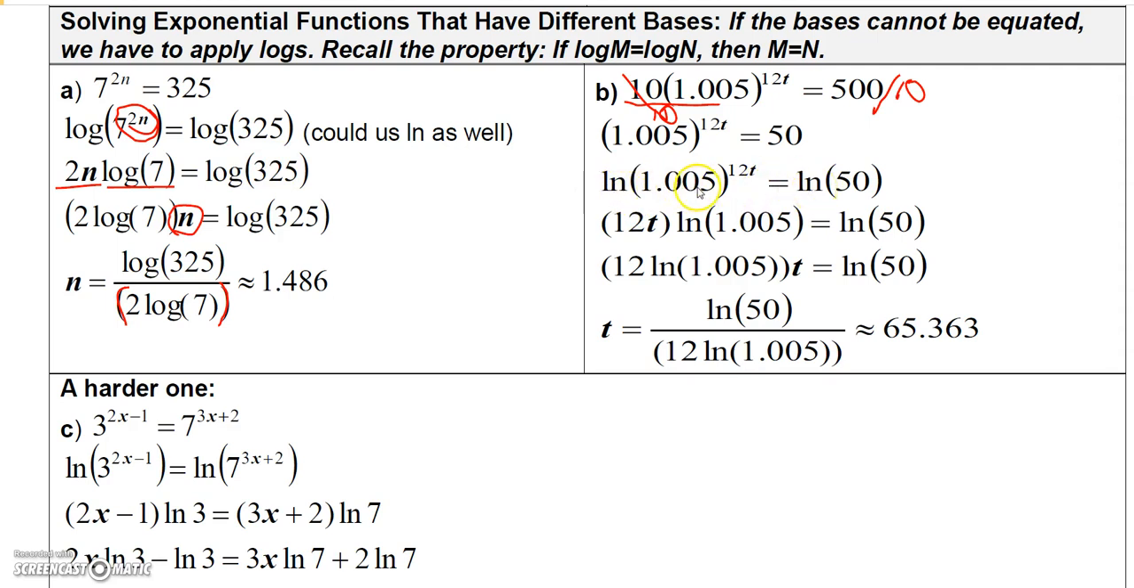So if I take the natural log of the left, then I've got to take the natural log of the right. And when you take the natural log of 1.005 to the 12t power, you can use that log property and write that as 12t times the natural log of 1.005. Again, I'm going to move the t over here so you can see that to isolate the t, what I've got to do is divide both sides by this product, 12 times the natural log of 1.005. So then I take the natural log of 50 and divide it by 12 times the natural log of 1.005. And again, make sure you put this in parentheses on the calculator. And you'll get 65.363 to 3 decimal places.